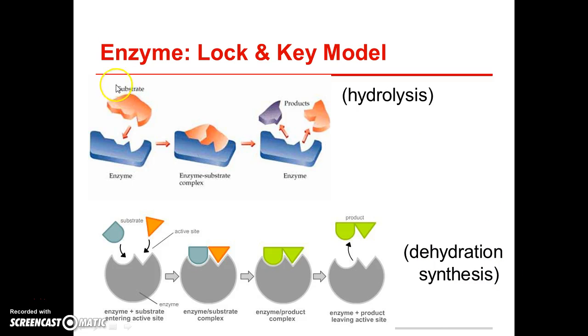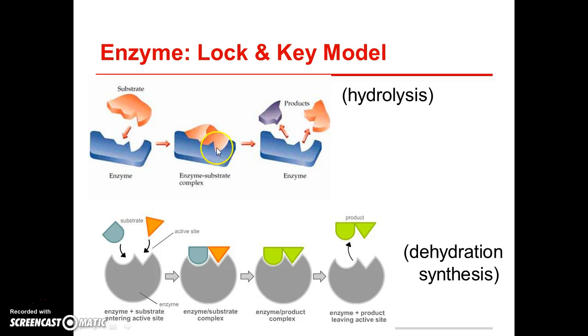So here we have a substrate coming in, which you could recognize maybe as a polymer, as a polysaccharide or a protein or a lipid, any kind of polymer that comes in, and it perfectly matches the enzyme shape. See how it's perfect like a lock and key. So the key would be the substrate, the lock would be the enzyme.